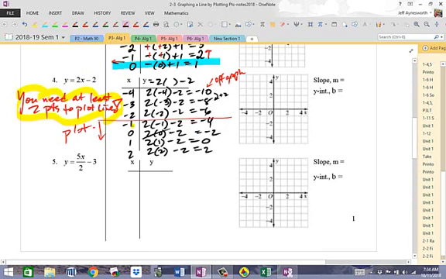So we're going to plot from here down. -1 comma -4, that's left 1, down 4. 0 comma -2 is right here, it's just down 2. 1 comma 0 is 1 to the right. And then 2 comma 2 is right 2, up 2. And then from there, graph the line.